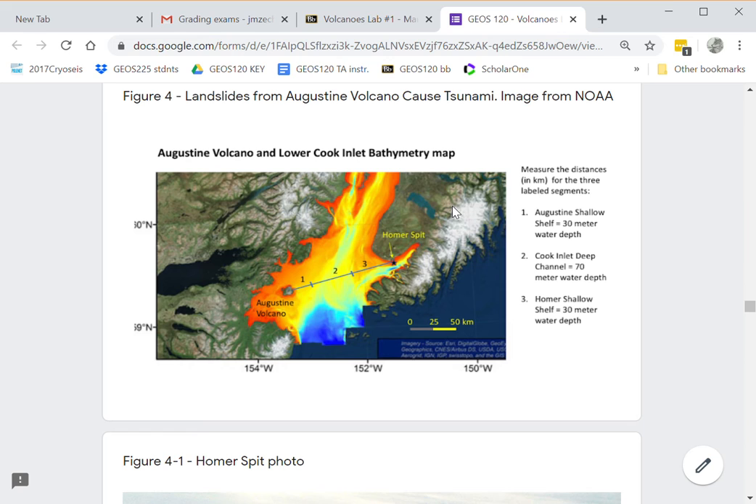So there's another series of questions that asks you to calculate the amount of time it would take for a tsunami to go from Augustine Volcano to Homer Spit. And the information you need for that is the distances between these sections here, the depths of the water, and then you can use that to calculate the speed of the waves and add those time periods together. So this gives you the depths right here. So this section is going to be 30 meters deep, this is 70 meters deep, this is 30 meters deep.